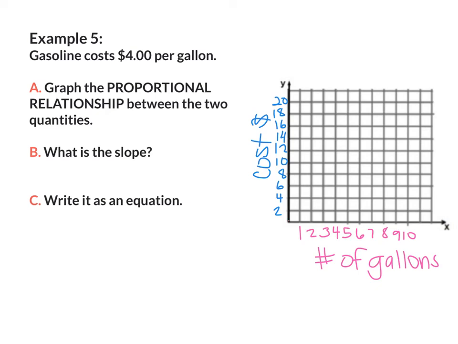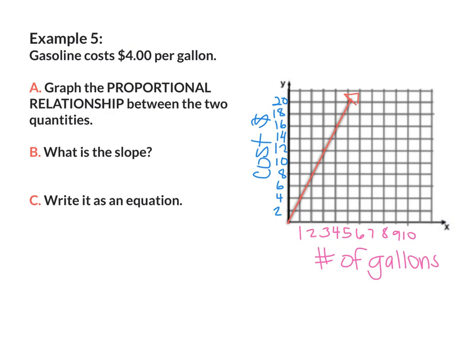So for 0 gallons, it's going to be $0. 1 gallon, $4. 2 gallons, $8. 3 gallons, $12. 4 gallons is going to be $16. And 5 gallons is going to be $20. So now I'm going to go ahead and make my line. And if you notice, this graph starts at the origin, so it's a proportional relationship.